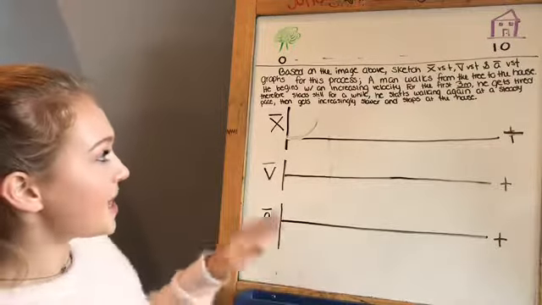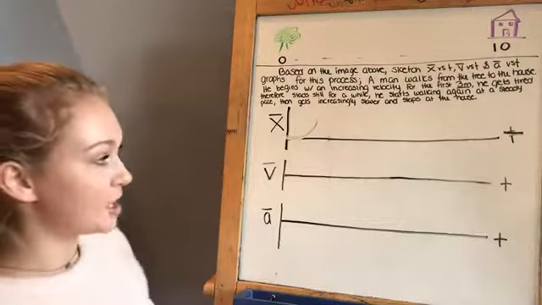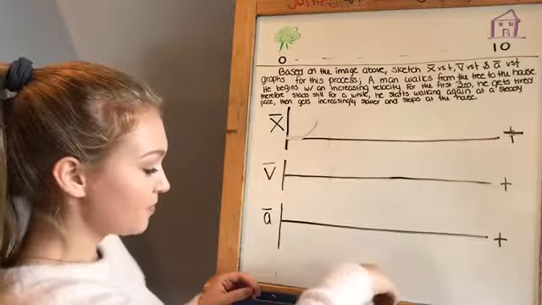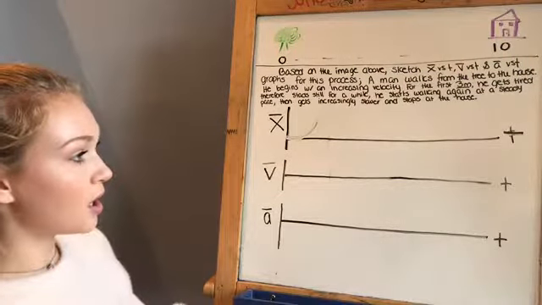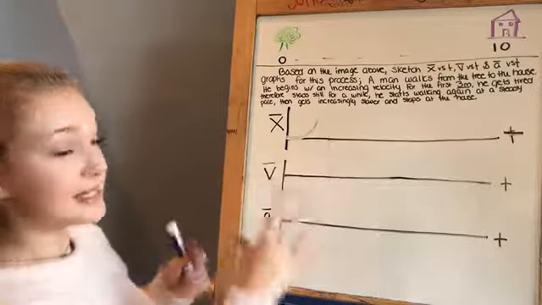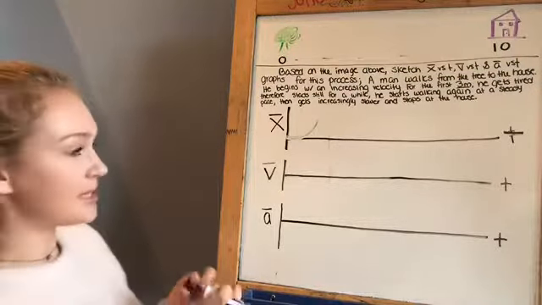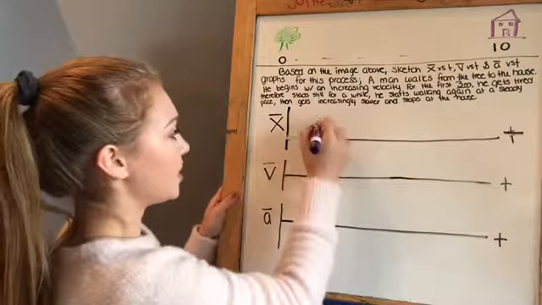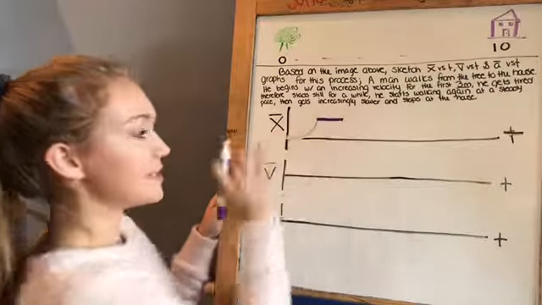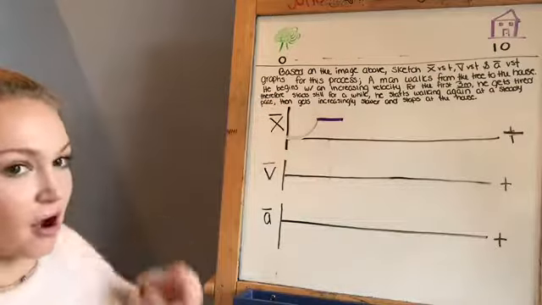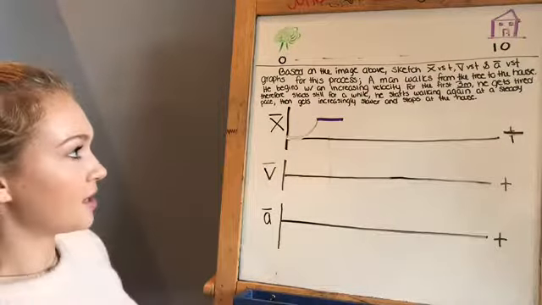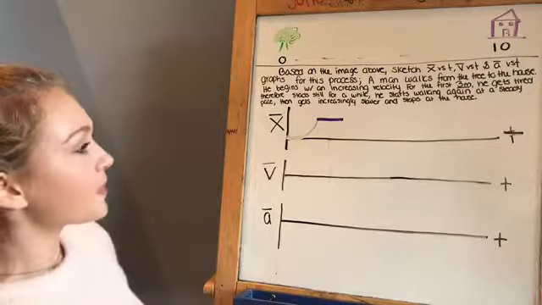From there, it says he gets tired and therefore stands still. So standing still is going to show he's not moving, but he's still that far away. We have to show that he's standing still, so the line will be just straight across because he's not moving, but he's still that far away. He's still 3 meters away.